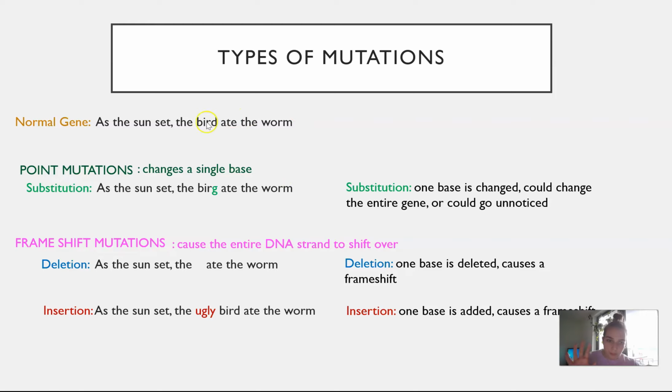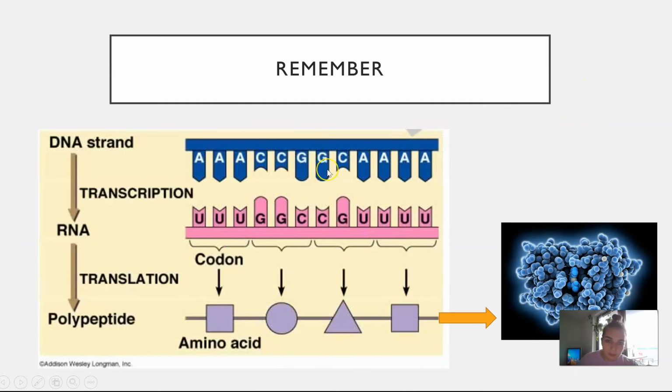So those are the main types of mutations you need to know. Point mutations like substitution, and frame shift mutations like deletion and insertion. I'm going to put a link to the video you just watched at the bottom so you can review it if you need that.